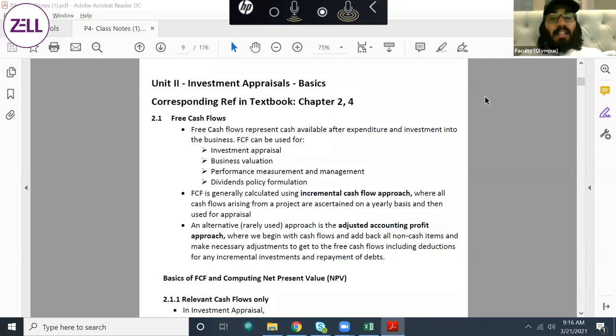So typically, end of the day, a company is looking for free cash flows. That's why we make a cash flow statement, to understand what is the actual cash coming in for the company and what is the actual cash going out for the company.